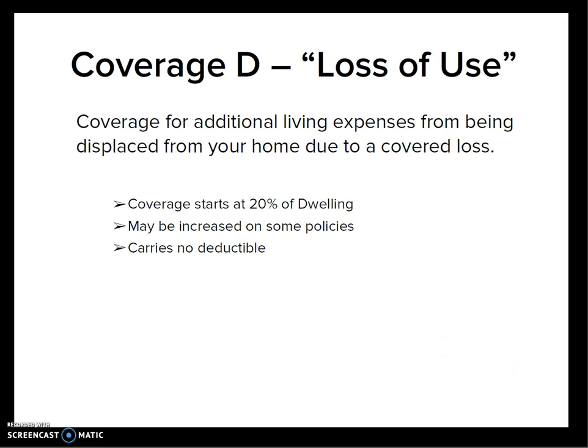Coverage D is going to be your loss of use. This coverage is for additional living expenses from being displaced from your home due to a covered loss. Coverage starts at 20% of the dwelling, may be increased on some policies, and this does not carry a deductible.